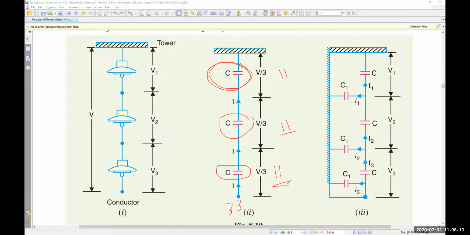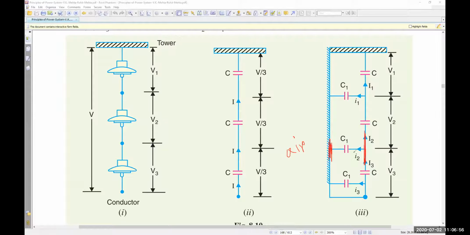But this is theoretical. In practical life, what will happen? There is one more capacitor available through the air. Here you can see this is metal, in between the conductors there is metal, right? This is the tower, that is also metal. So in between these two metals, what do you have? You have air, A-I-R. So if you have air, this is also a capacitor.